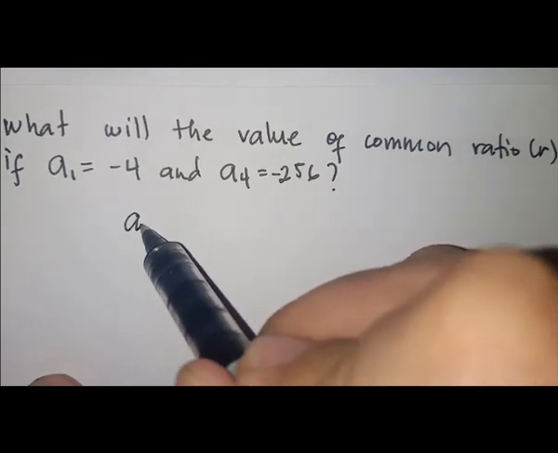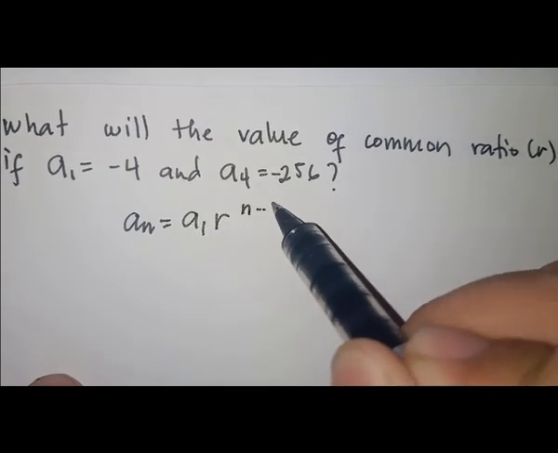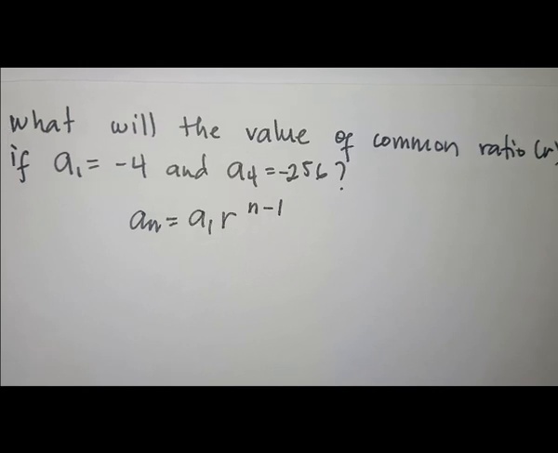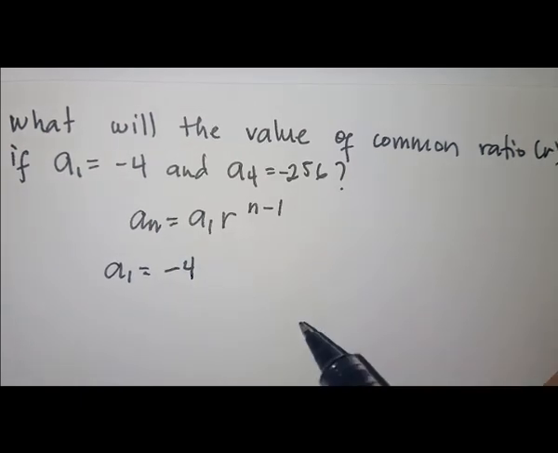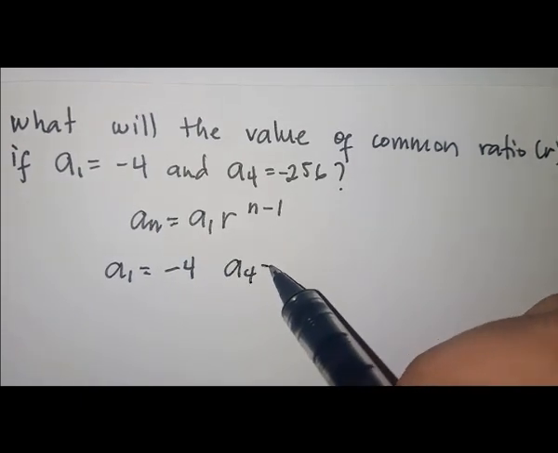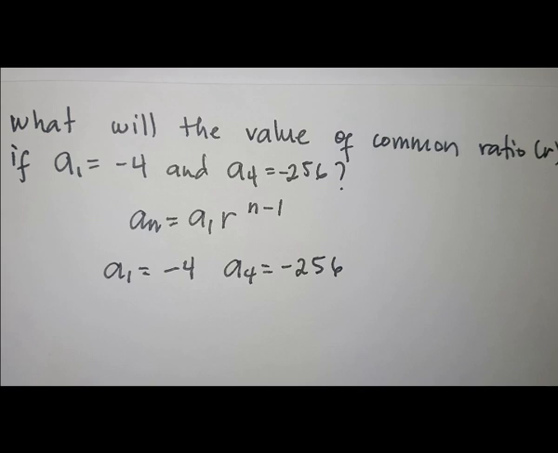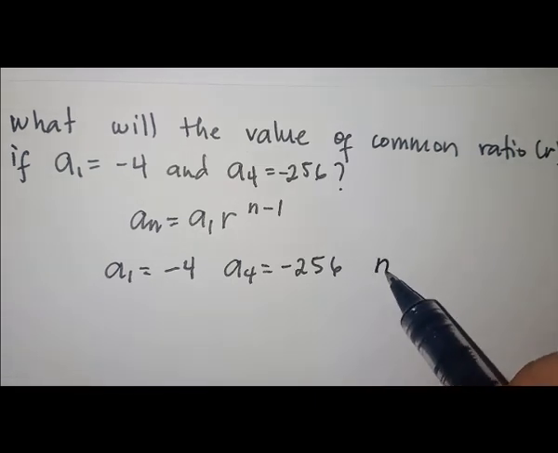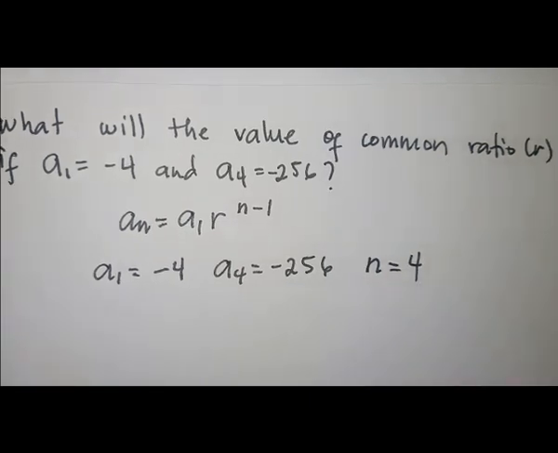You have a sub n is equal to a sub 1 times r raised to n minus 1. Na ang given natin dito, meron tayong a sub 1 which is equal to negative 4, a sub 4 naman ay equal sa negative 256. Now, in this case, masasabi natin that your a sub 4 is the last term, so ang value ng n natin dito ay 4. Ang kailangan na lang natin hanapin ay ang common ratio ng given sequence.